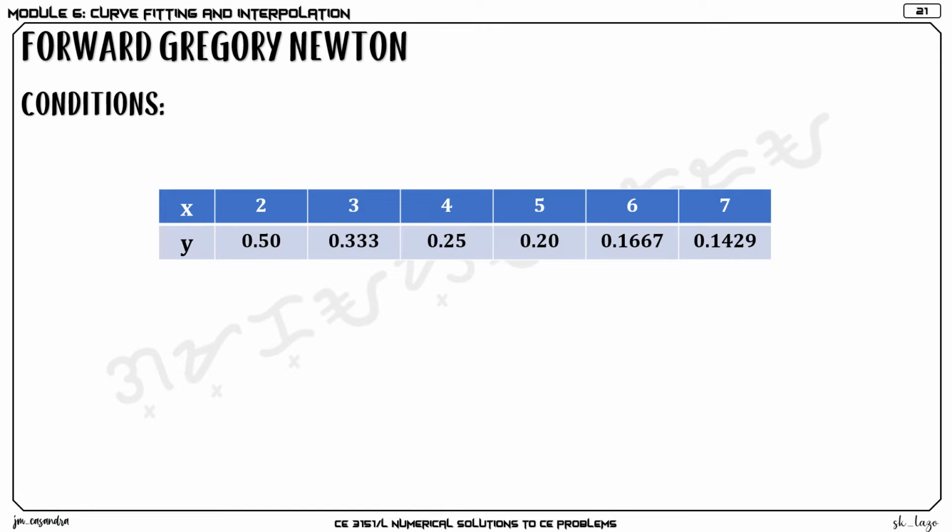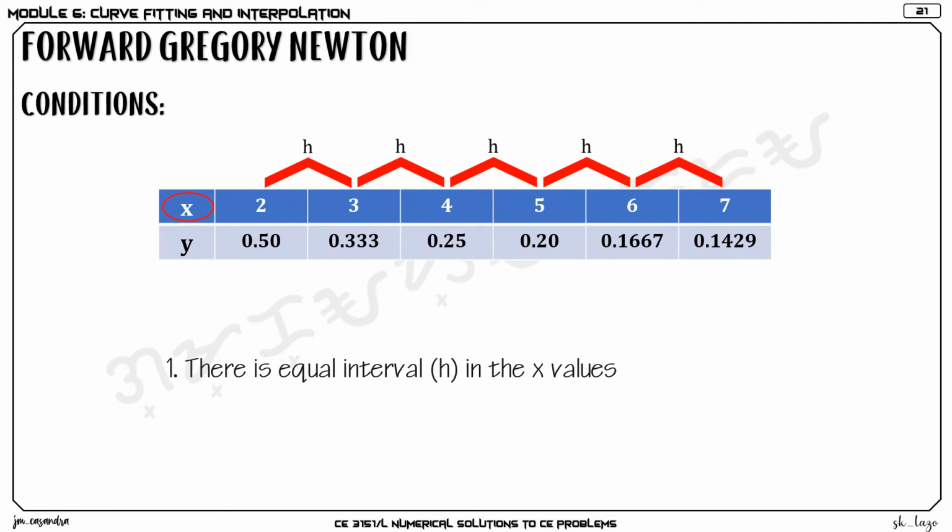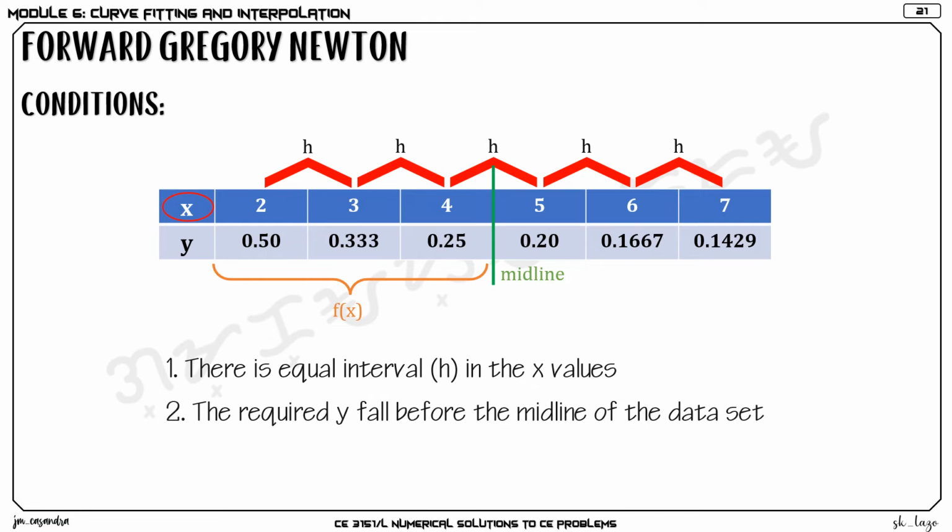Given the data points, the conditions for forward Gregory-Newton would be as follows. Given now the set of x, the differences of h, or the values of h, which is the difference of the values of x, or the intervals of x, should be constant or should be equal. And for the function of x, this would be found before the midline of the data set.